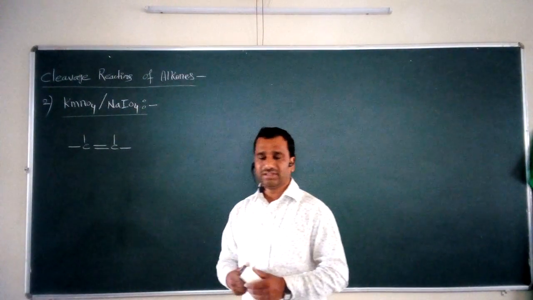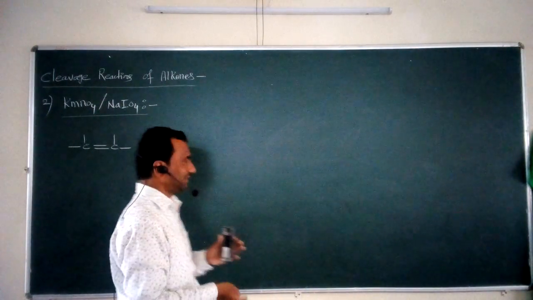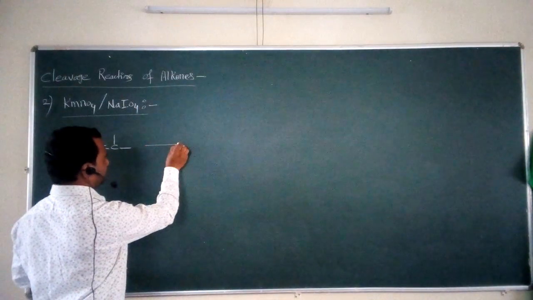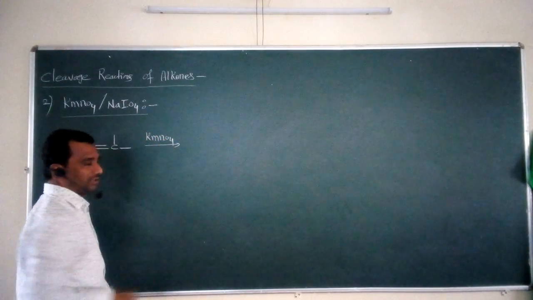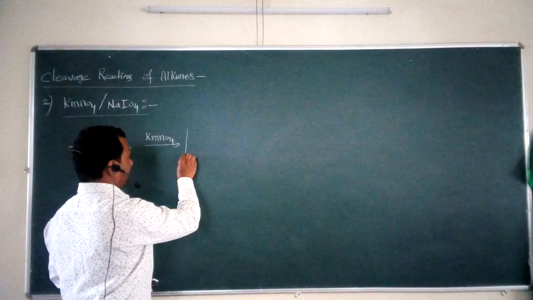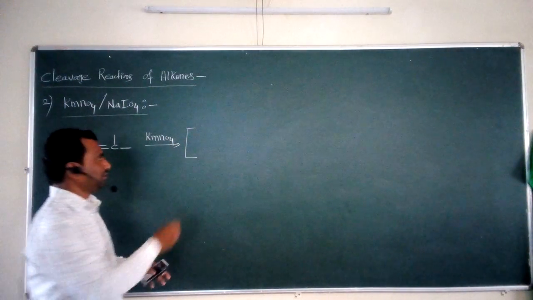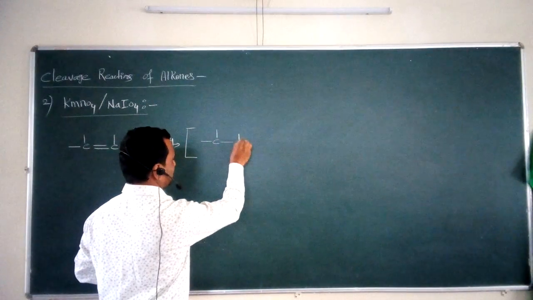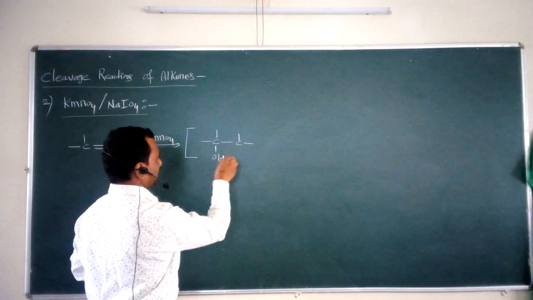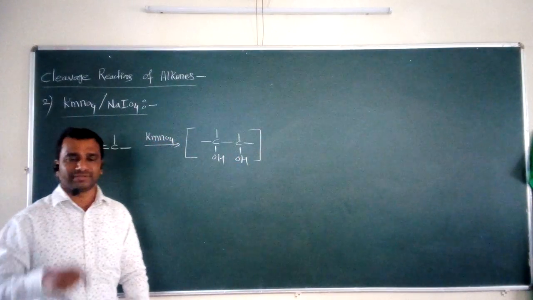When these alkenes interact with the first reagent, potassium permanganate, KMnO4, what happens? We know very well that after the interaction of KMnO4 with this alkene molecule, a diol formation takes place. There is a C single bond OH, this single bond OH. So this type of diol formation takes place.